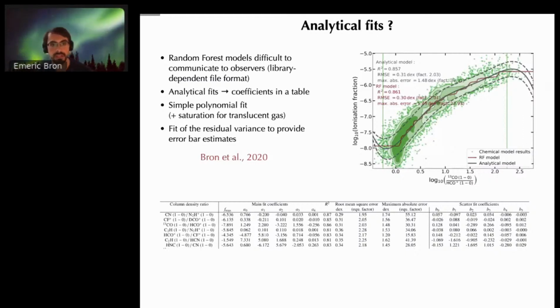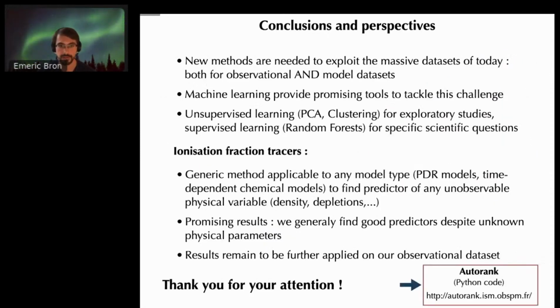And the last point is that because random forest models might be a bit difficult to communicate to observers, they would be in the form of files that are dependent on some libraries. We also built simpler analytical fits of those relationships using polynomial fits with some saturation, so that we could provide the fit coefficients in a table that could be easily used by observers to deduce the ionization fraction from those ratios, those best ratios of molecular lines.